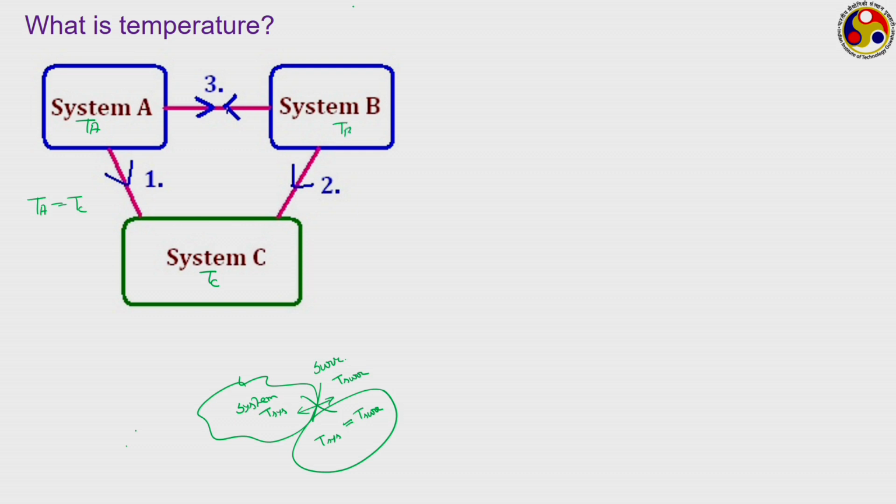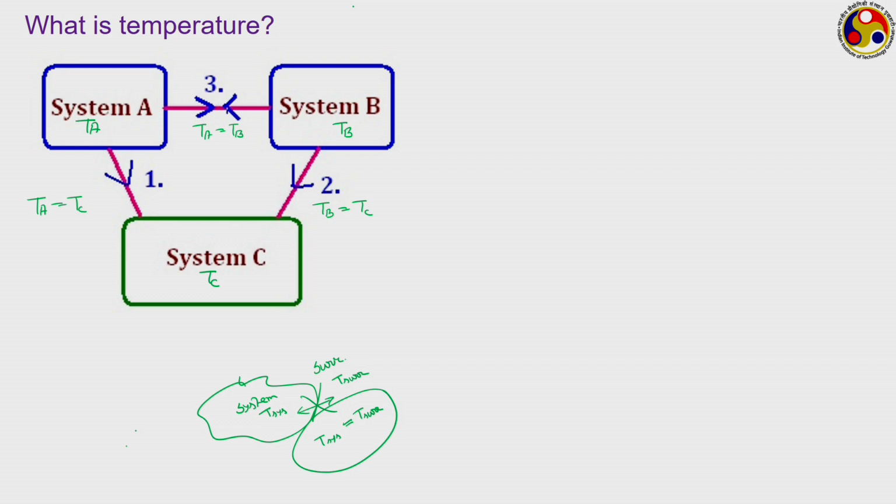Similarly, if the temperature of B is Tb, then B and C can be in thermal equilibrium only when Tb is equal to Tc. Now, when both Ta and Tb are equal to Tc, Ta and Tb must be equal to each other, and that is temperature. So temperature is the property which must be equal between two systems, or maybe between a system and its surrounding, in order to have a thermal equilibrium between them, so that there is no heat transfer at all.